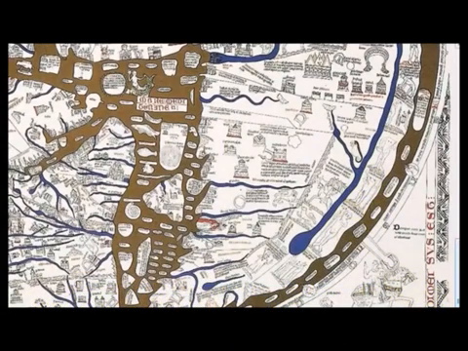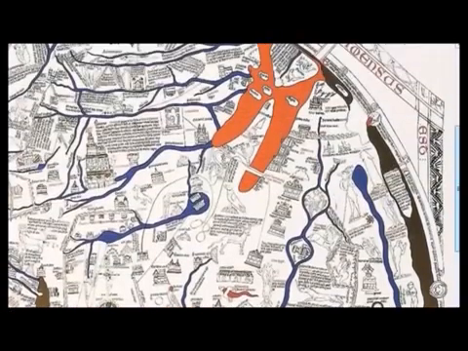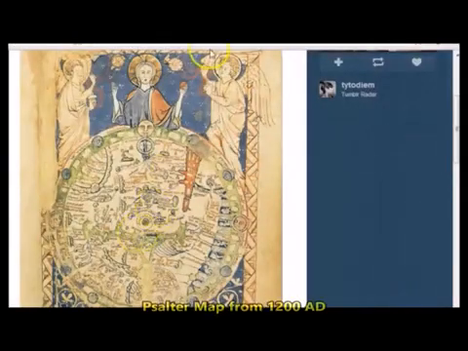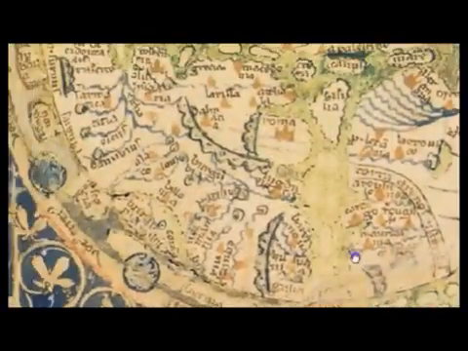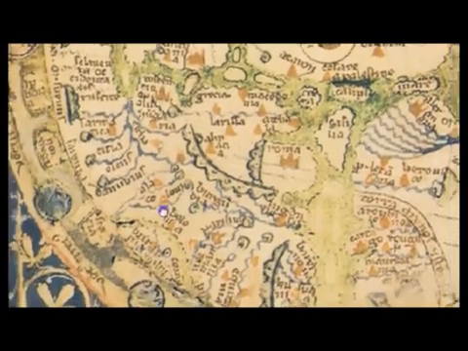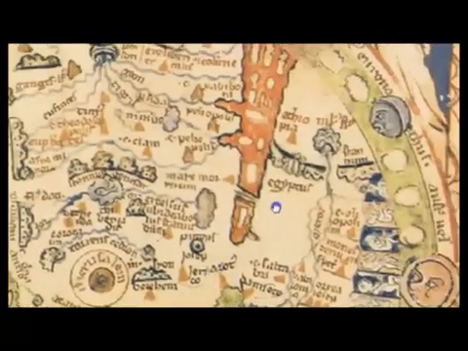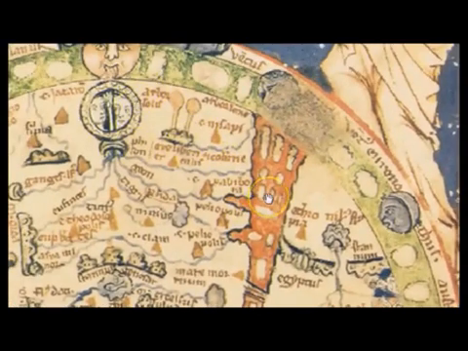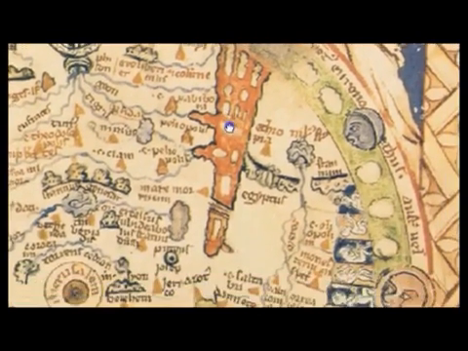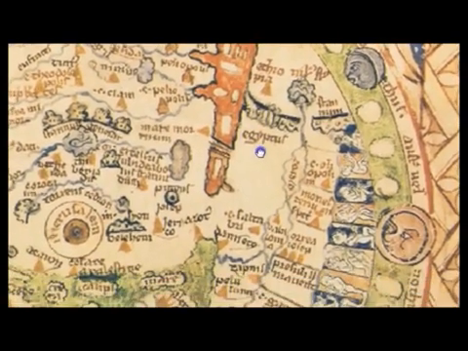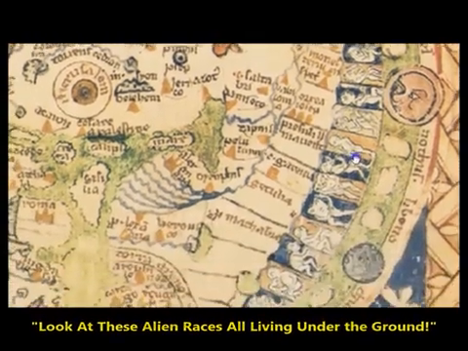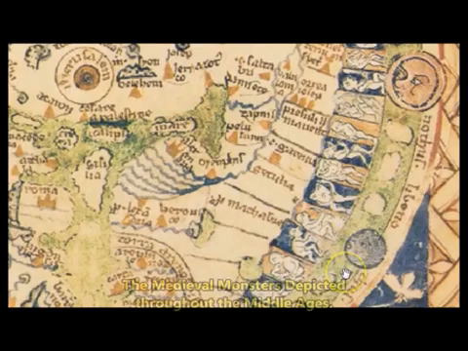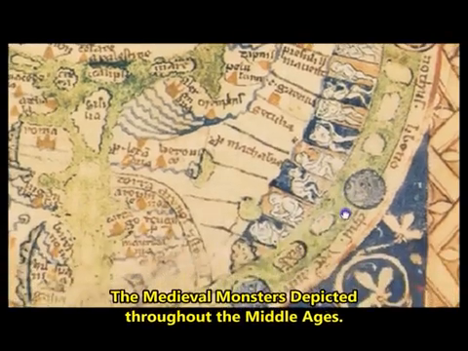Quite interesting, huh? Now I'm going to get into the next slide that I think is really the most interesting one. It's called the Psalter map. It's from around 1200 AD. I hope that's clear. This is the north, so this would be the south over here. Anyway, some interesting points on this map. Look at these alien races here, all living under the ground. All the different creatures, all the different monsters.